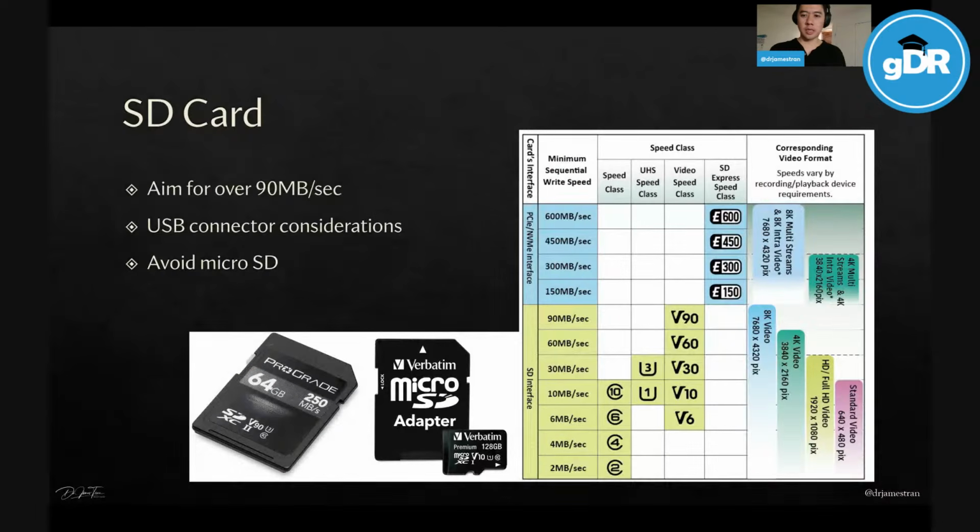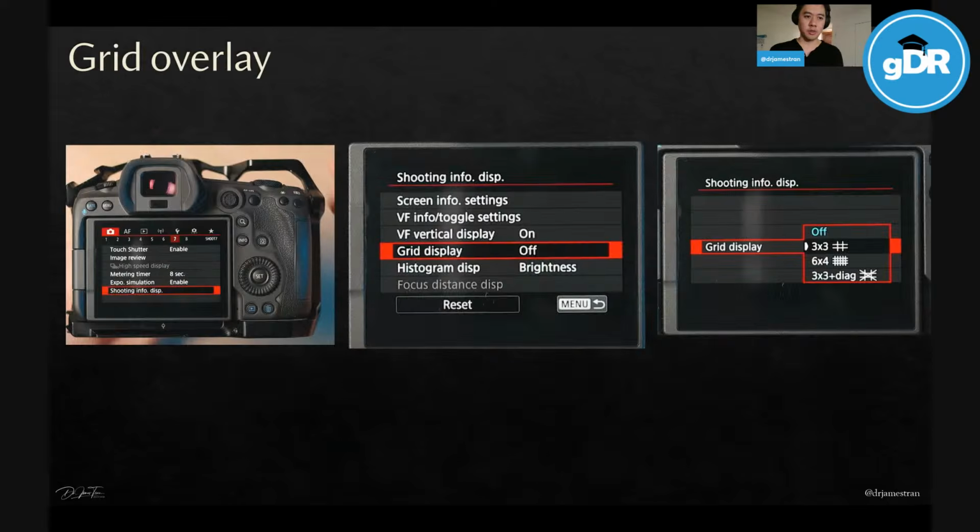SD cards, this is pretty standard. Go for as fast as you can. Go for an expensive, quick one. You don't want to waste your time getting a crappy card in case it fails.